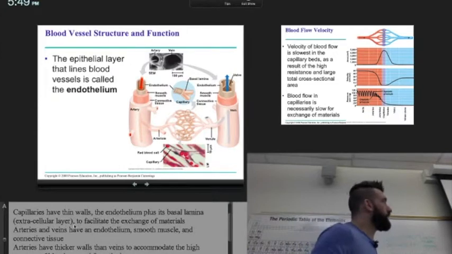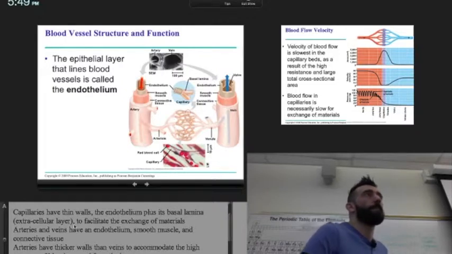Why might it be a good idea for capillaries not to have a lot of layers as blood vessels? To facilitate gas exchange. Right, because they are the site of all of these exchanges.